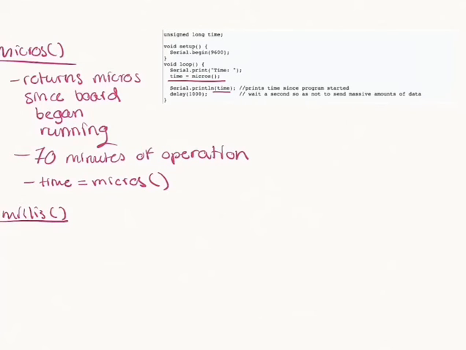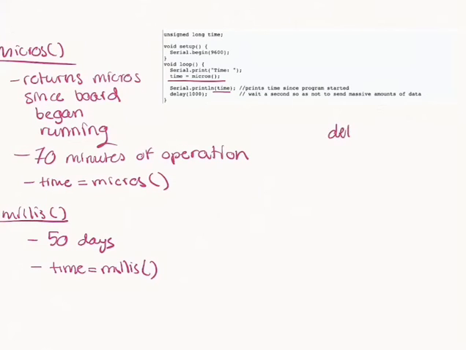Now, millis is the same as micros, but simply in milliseconds. There is obviously an overflow or reset point, but that point for millis is currently 50 days. So it runs for much longer, and the syntax is as follows. Time equals millis.